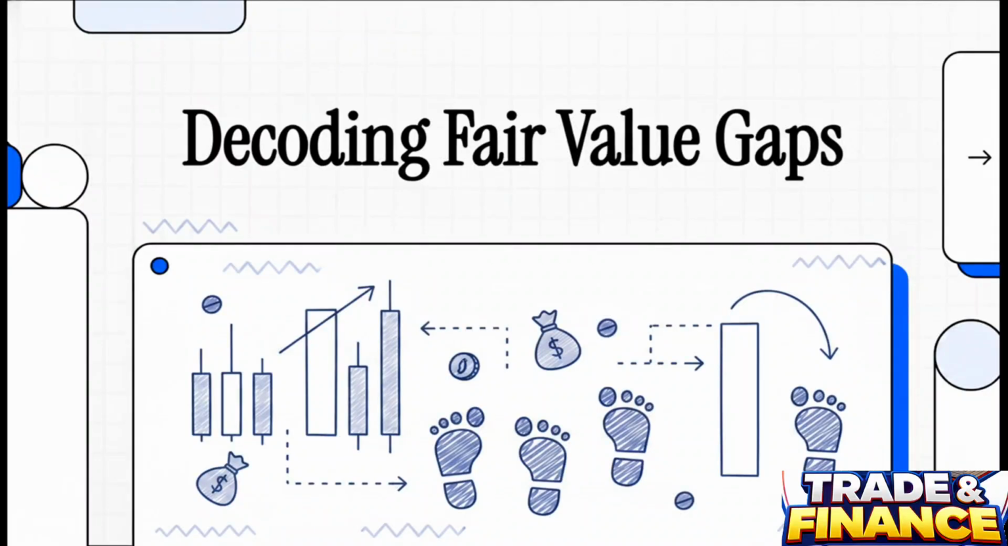Welcome to this explainer. Today, we're diving deep into the hidden language of the markets. We're talking about algorithmic price delivery and, specifically, decoding fair value gaps. You know, those literal price gaps created by just absolute raw momentum. We'll look at why markets so consistently revisit these very specific areas before continuing on their trajectory.